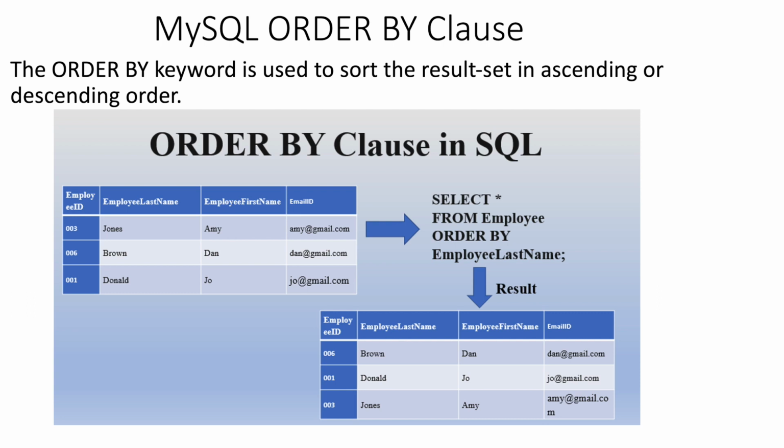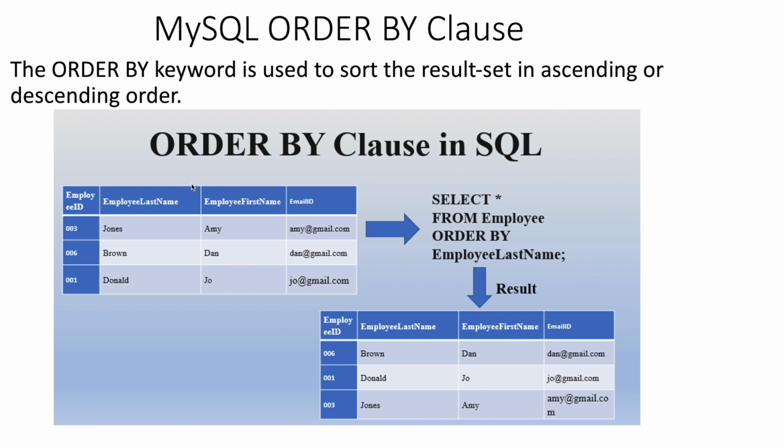So in today's video, we are going to discuss the MySQL Order By clause. So let's get started. There is a keyword called Order By in MySQL which is used to sort the data. Sorting the data means you have to arrange the data alphabetically. You can arrange the data alphabetically in ascending order as well as in descending order.